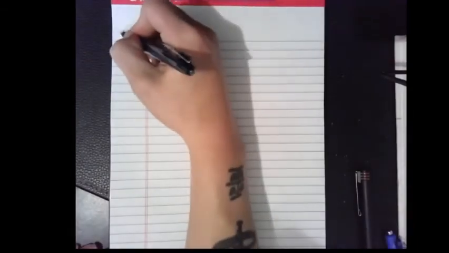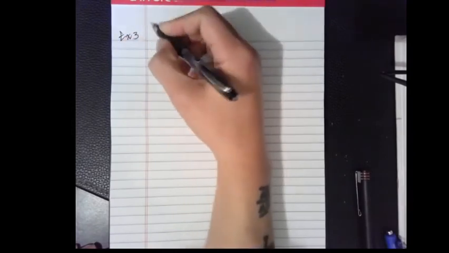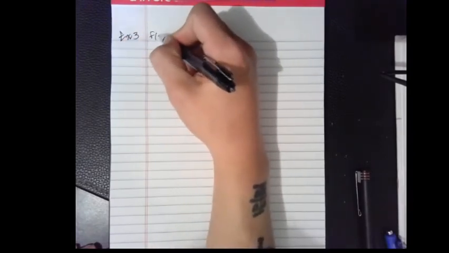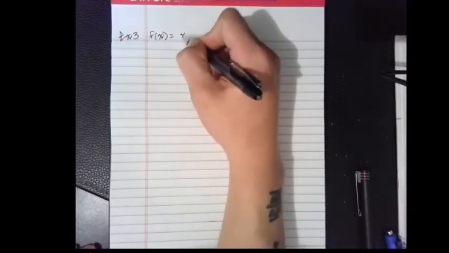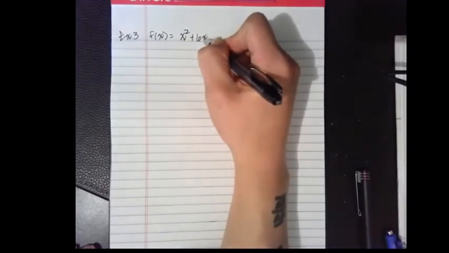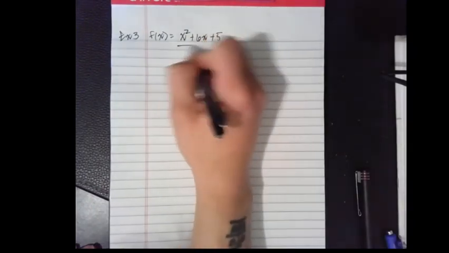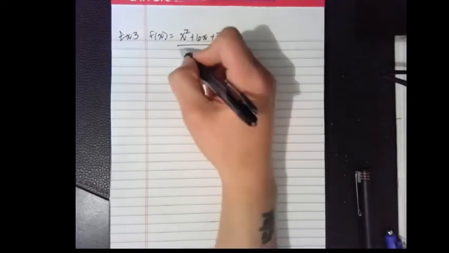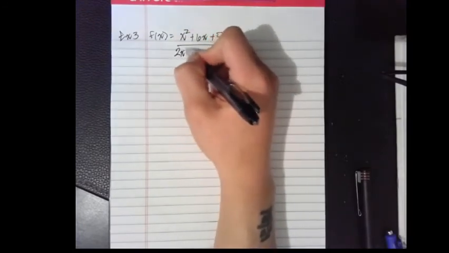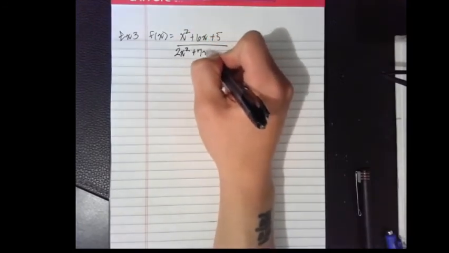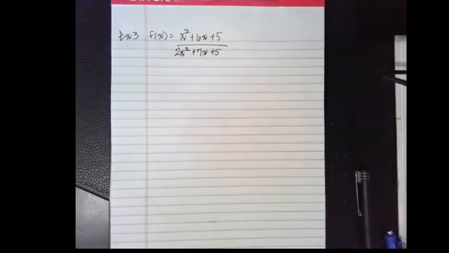Let's look at another example. Let's say we have f of x equals x squared plus 6x plus 5, and that's divided by 2x squared plus 7x plus 5. I want my horizontal asymptote. I want my vertical asymptote. I also want to find my domain and see if I have any holes in the graph.